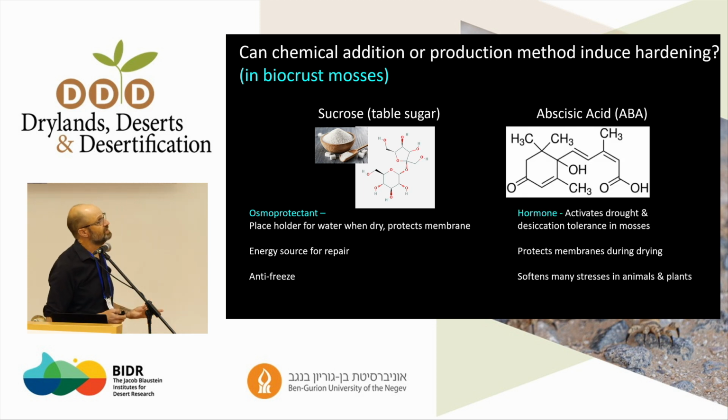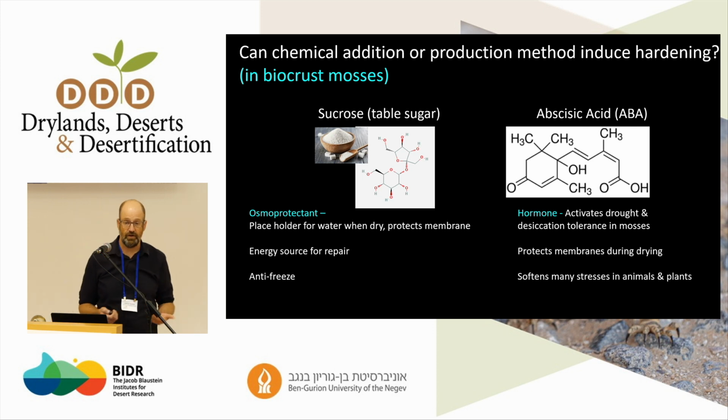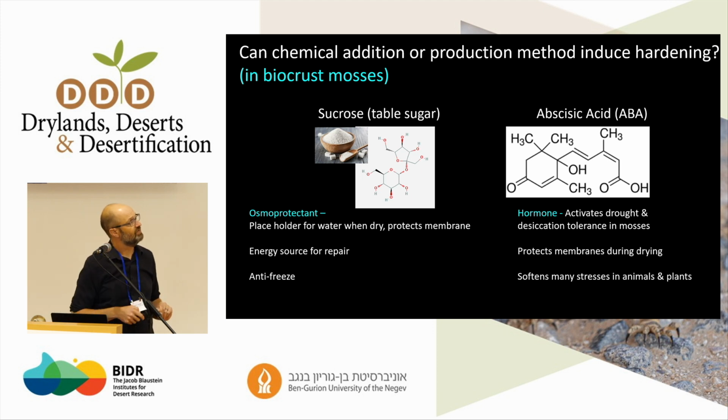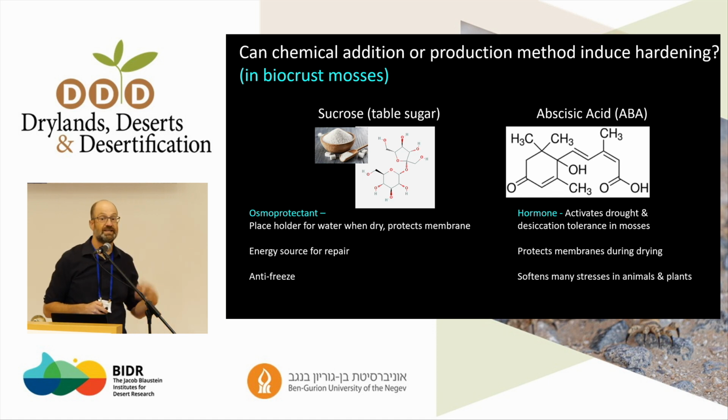The other chemical is abscisic acid, and you may be familiar with this as a phytohormone. In mosses, what it does is it activates drought and desiccation tolerance mechanisms. So it prepares them for the desiccating environment that's coming.